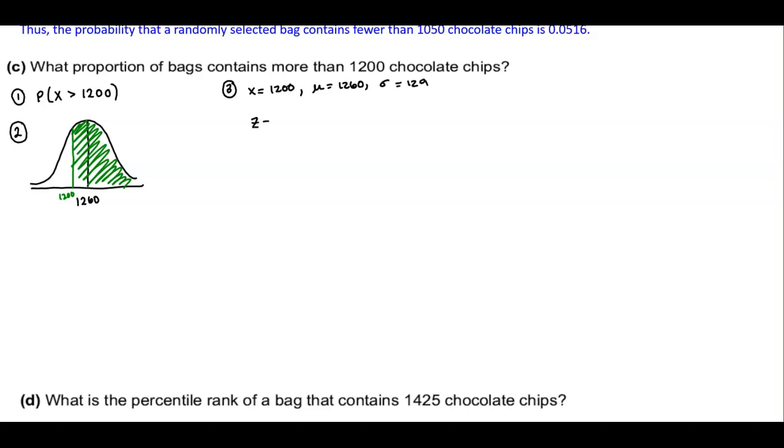And let's take a look at the formula. So z is going to equal x minus mu over the standard deviation. So that's going to be 1,200 minus 1,260 divided by 129. And that gives us a z-score, rounded to 2 decimal places, of negative 0.47. So what we want to do is find the probability of when our z-score is greater than negative 0.47. So let's draw our bell curve.